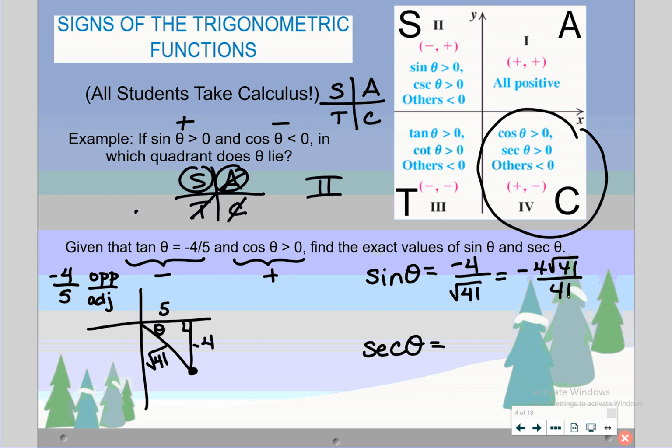Secant's the reciprocal of which function? Cosine. Cosine is adjacent over hypotenuse. So if I want secant, hypotenuse, rad 41 over adjacent.